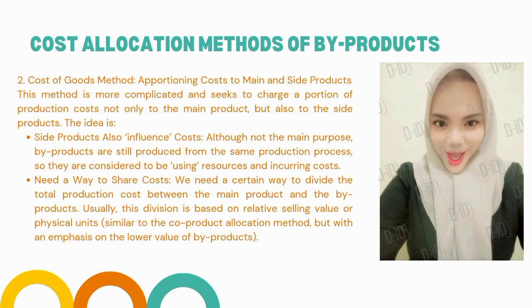Need a way to share costs. We need a certain way to divide the total production cost between the main product and the byproducts. Usually, this division is based on relative selling value or physical units, similar to the co-product allocation method, but with an emphasis on the lower value of byproducts.